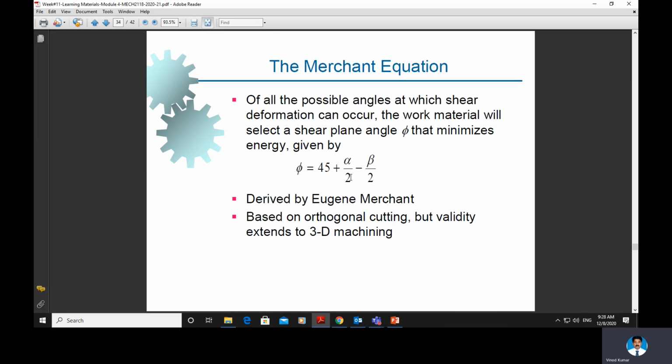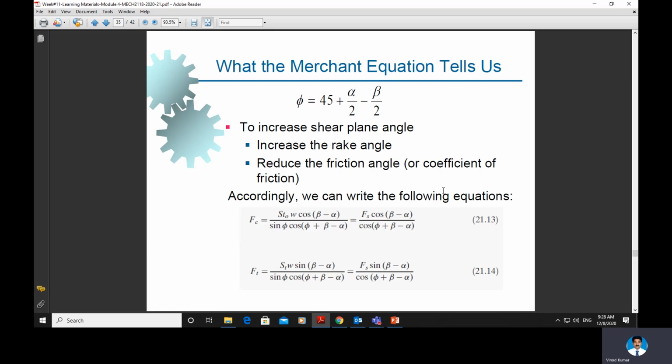Now, Merchant equation. What does the Merchant equation indicate? The relationship between the shear plane angle, the rake angle of the tool, and the friction angle. That is called the Merchant equation. The shear plane angle is equal to 45 plus alpha over 2 minus beta over 2. This was derived by Merchant, and that's why this equation is known as the Merchant equation.